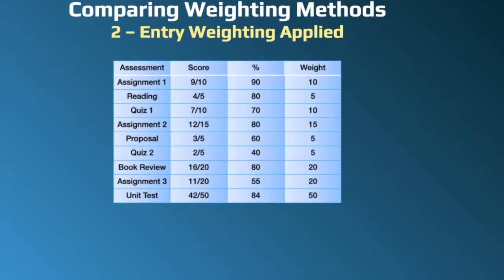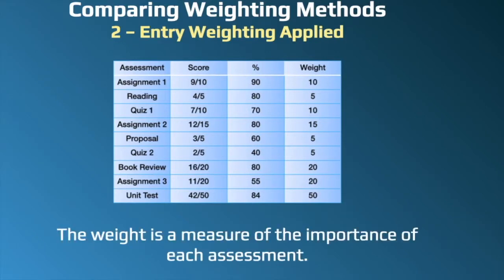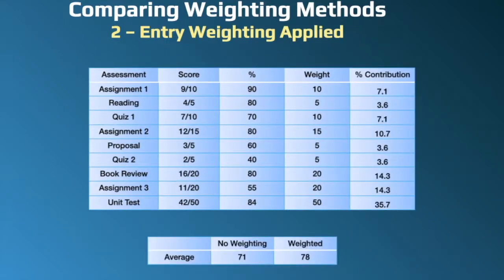Now let's apply some weights. One way of doing this is to use the out-of mark as the weight, since the number of marks in an assessment is one indicator of its scope. The contribution of each assessment to the overall mark reflects the weight value assigned. The unit test contributes 10 times what quiz 2 contributes in our example, which is appropriate as it has 10 times the marks available. The overall mark has been adjusted because of this change in emphasis.